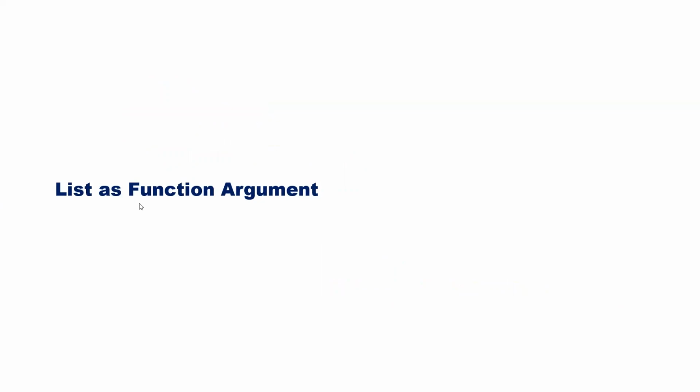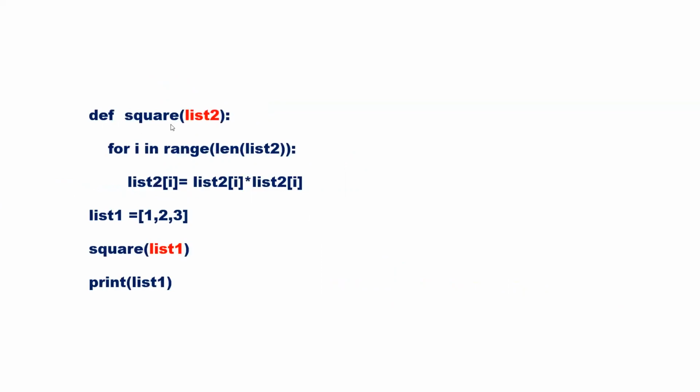Now let us see how a list can be used as a function argument. So here I have got a function with the name square and it takes one argument, list 2. What I'm doing is I'm squaring each element in the list. So for i in range len of list 2. Len of list 2 will return the length of list 2.